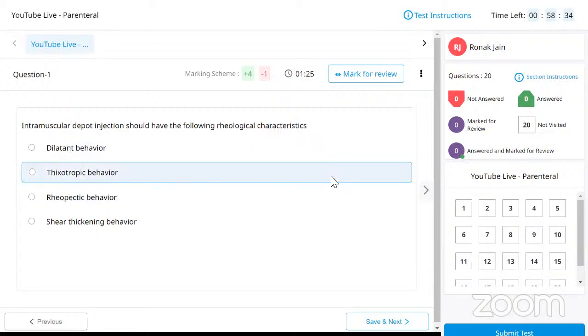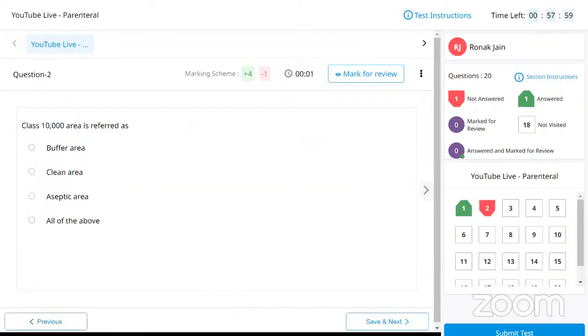For an intramuscular injection, the formulation itself is comparatively viscous at the start, and to inject it we first need to shake it a while. When we apply stress, its viscosity decreases, and once the viscosity is decreased, it becomes easier for us to inject. So the answer for the first is thixotropic. We'll move on to the next.